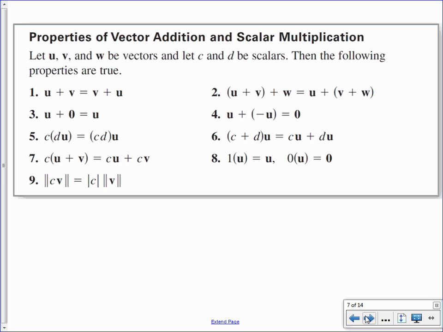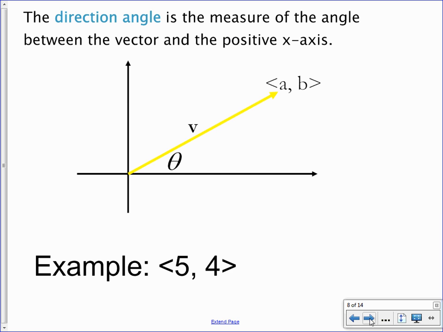All right, we have talked about magnitude. Now we need to discuss direction. Direction is the angle that is made with the positive x-axis. In this case, my picture right now is drawn in the first quadrant.